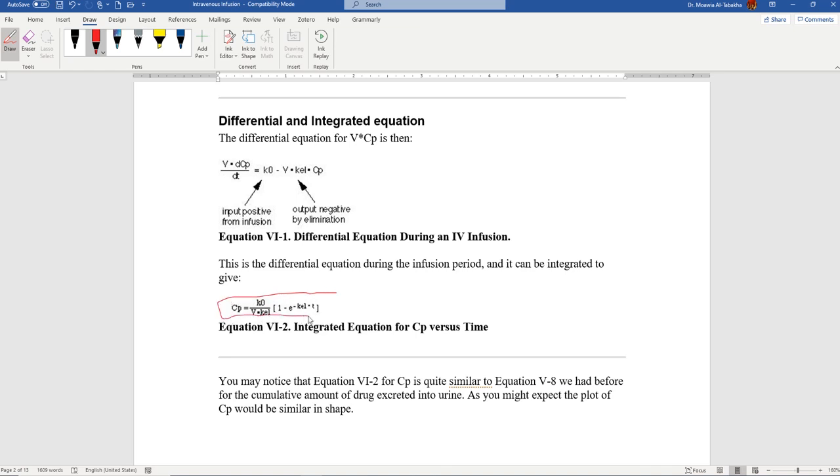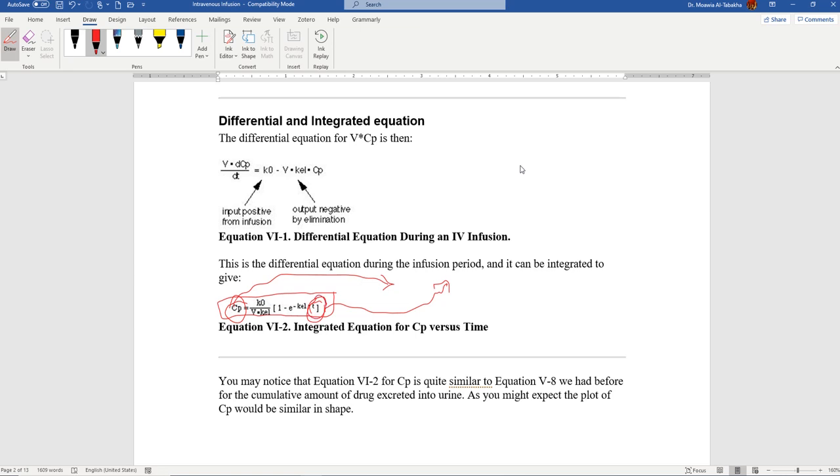This is your integrated equation during IV infusion, meaning during the infusion process, not after stopping the infusion. So during the infusion, look at what it tells you. CP, which is the concentration at any time, is variable, and the time is this one, which is also variable. Then we have concentration and we have time.